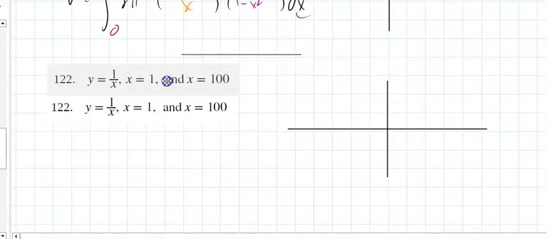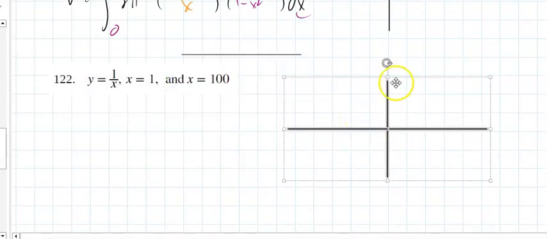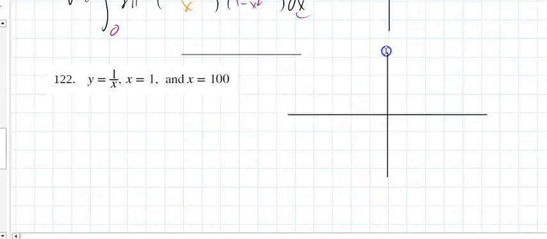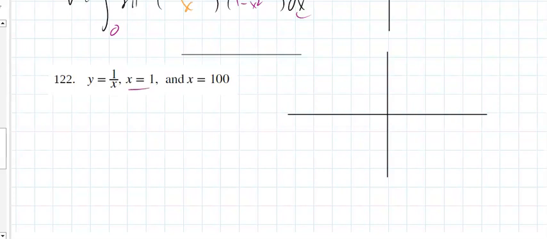The next problem, y equal 1 over x, x equal 1. So x equal 1 gives you a 1. X equal 100 gives you 1 over 100. Let's say this is 100. So we're talking about this. Of course, the graph looks like this, but we're chopping that off from 1 to 100. We're talking about that piece right here.